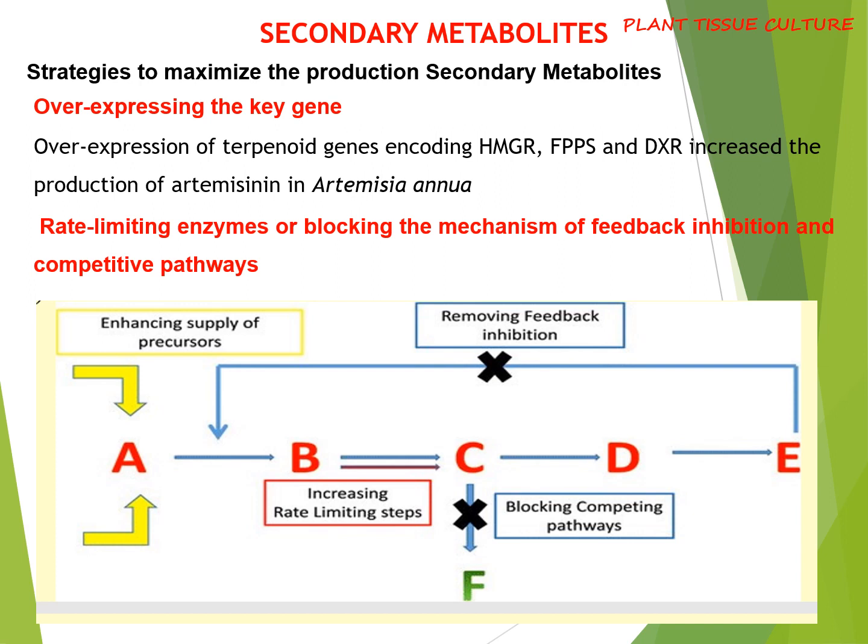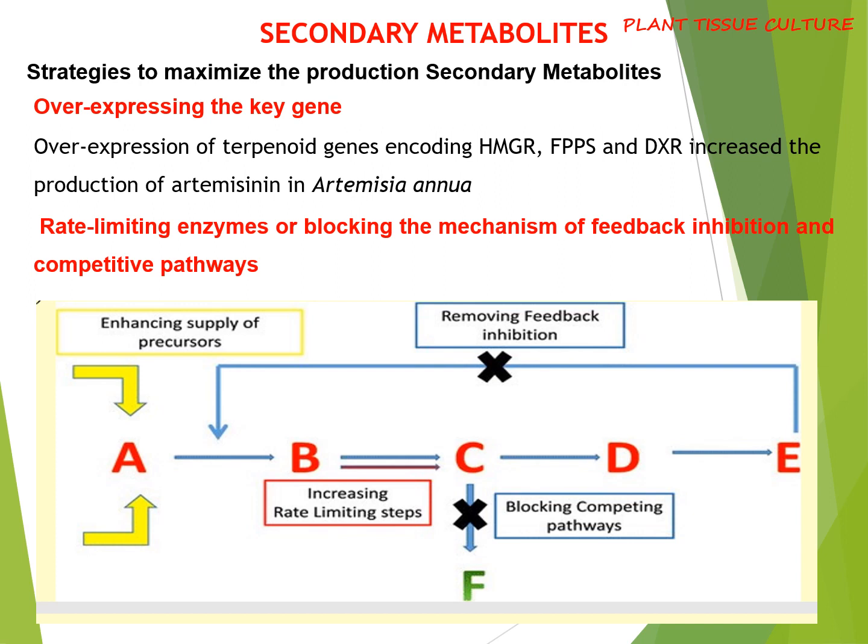Strategies to maximize the production of secondary metabolites. Overexpressing certain key genes in the metabolic pathway can lead to increased production of the secondary metabolites. Another way of increasing the production is blocking the mechanism of feedback inhibition and competitive pathways and identifying rate-limiting enzymes.